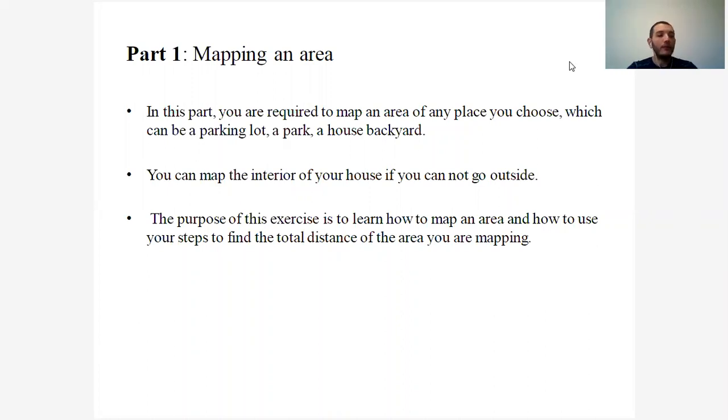In this part, you are required to map an area of any place you choose, which can be a parking lot, a park, or a house backyard. If you cannot go outside, you can map the interior of your house, for example, your living room. The purpose of this exercise is to learn how to map an area and how to use your steps or your base to find the total distance of the area you are mapping. In the coming slide, I will show you an example about how to map an area and how to measure the distance between different points.